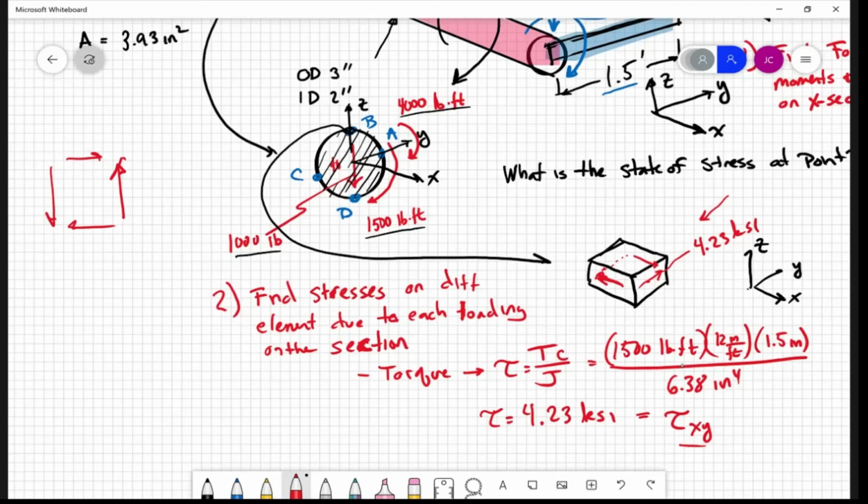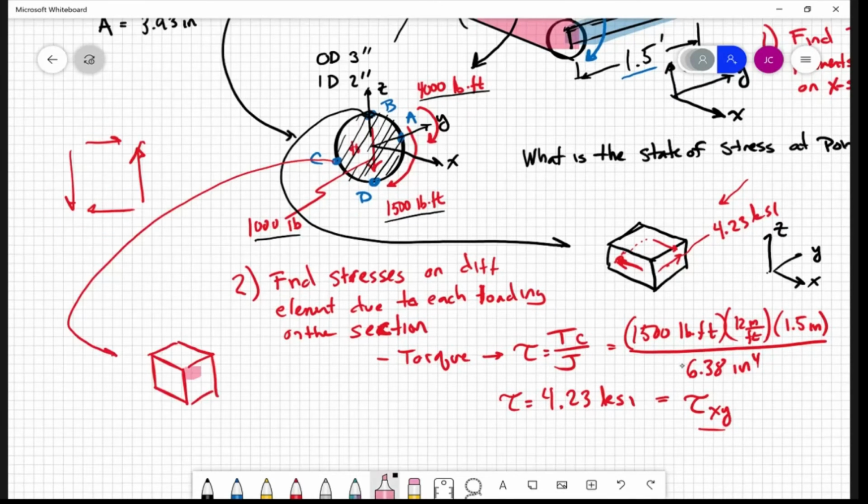Right here, this is the cut face, right? That's what's exposed by my cutting it. That's the face of the CD, but the traction is acting up. So in this particular case, we would have the traction component due to that 1,500 pound-foot torque acting up. So this would be the 4.23 KSI. It's the same TC on J, but it acts in a different direction.